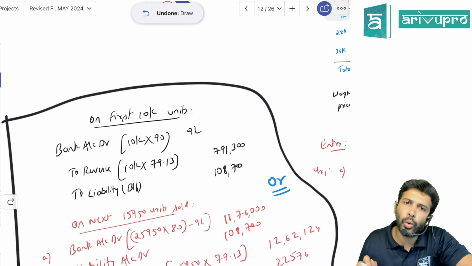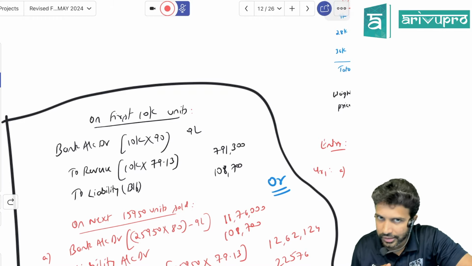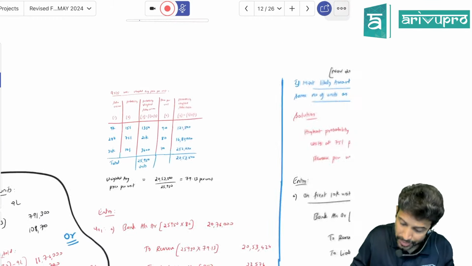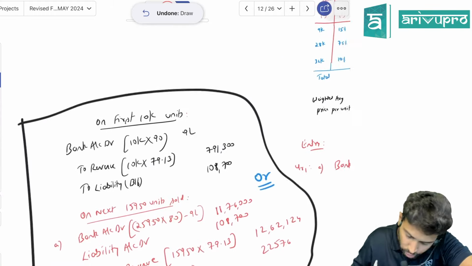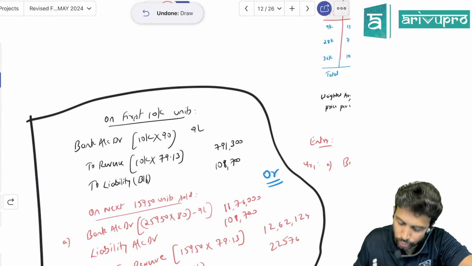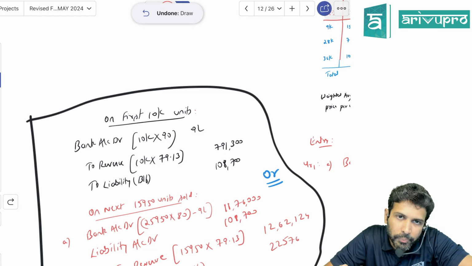Correct? To what? Since the performance obligation is satisfied, since the delivery of the goods is over, we can recognize the revenue. But revenue recognition is based on average price. What is the average price? Weighted average price, which is 79.13. So we will recognize revenue of 10,000 units at 79.13, which is how much? 7,91,300.